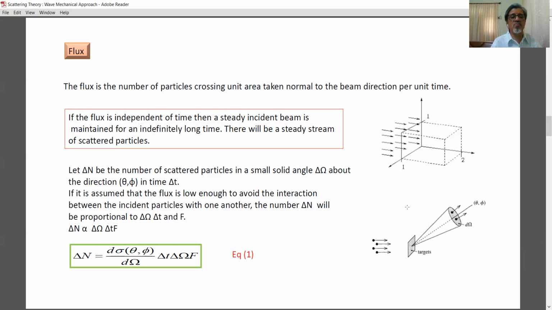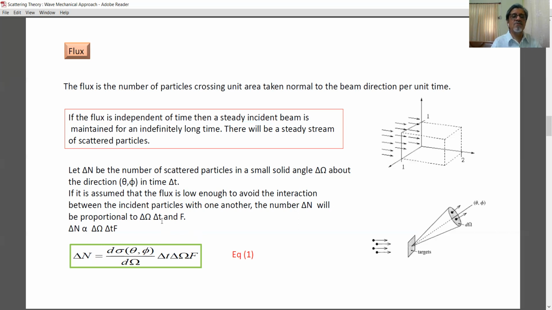Now, if it is assumed that the flux is low enough to avoid interaction between the incident particles with one another, that is, there is no congestion of the particles, no bumper to bumper traffic like we observe in our major cities, but the particles are coming at a certain distance so that there is no interaction between the two particles. So flux is low enough. Then the number of particles delta n will be proportional to the solid angle delta omega, delta t and F.